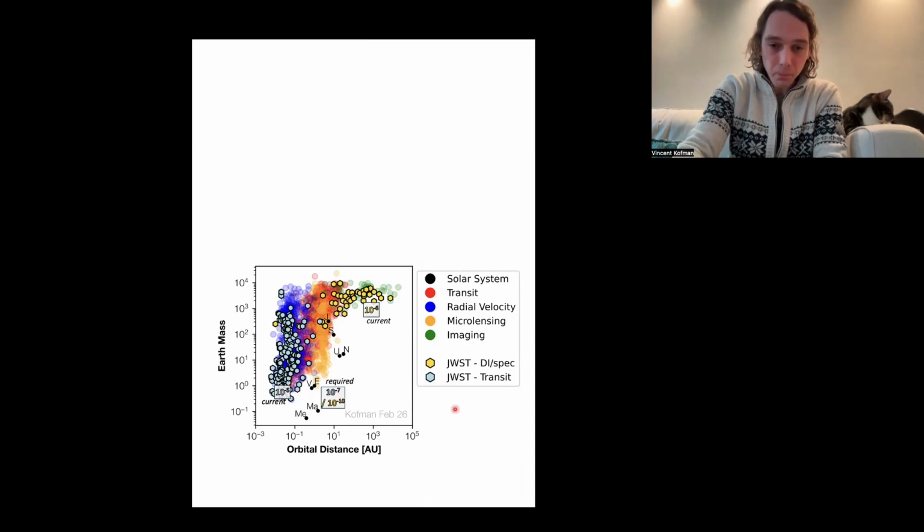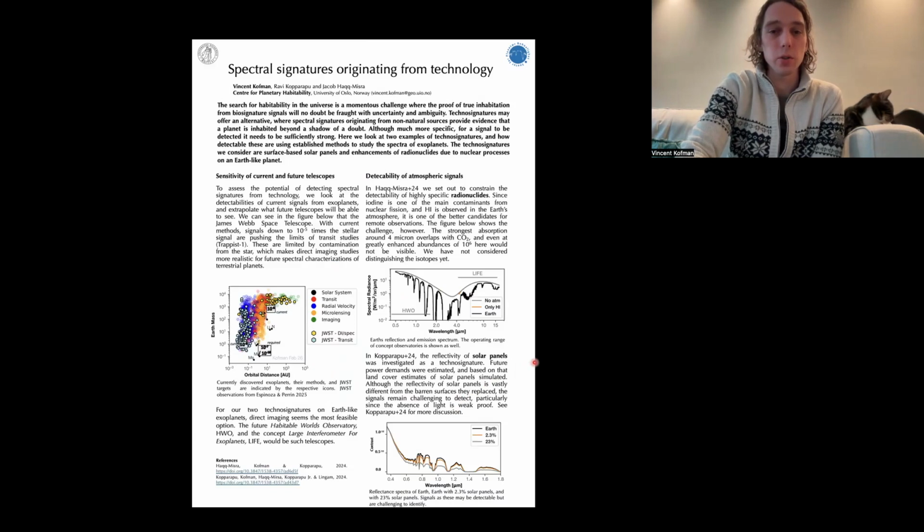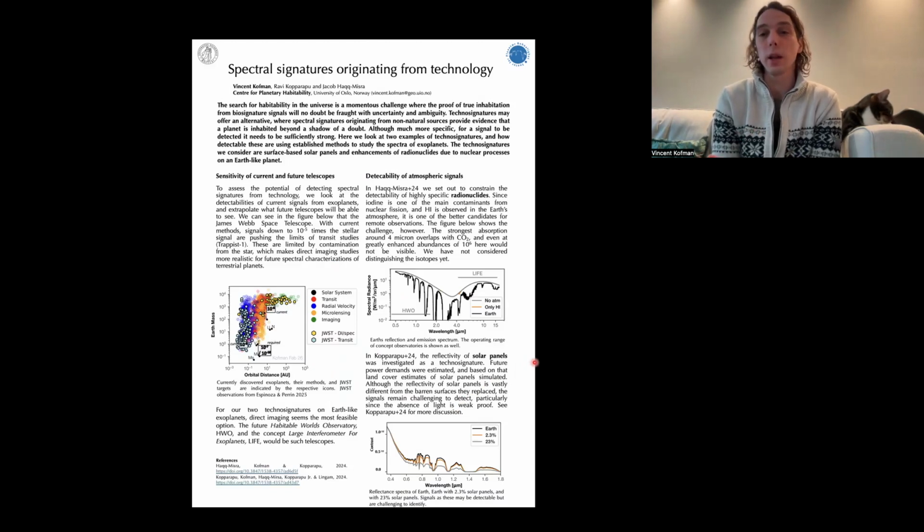And now what we want to look at is two different types of spectral signatures. We're looking here at something very specific. The question that Jacob had been asked by people, and it's something that we've been wondering is: okay, we have very specific signatures from technology in the form of radionuclides. So radioactive nuclides that can only be formed through technology. How detectable would those be?